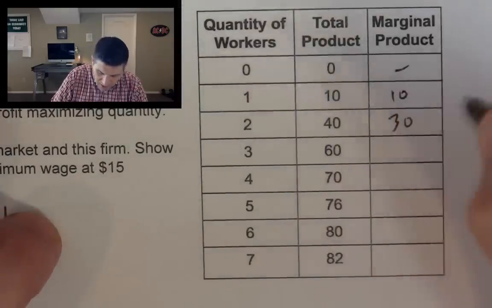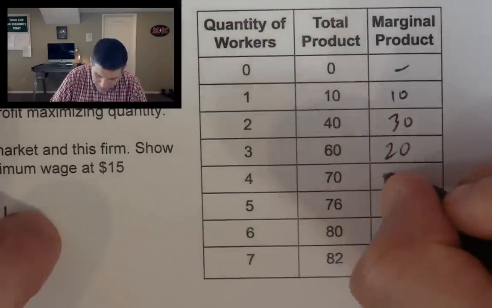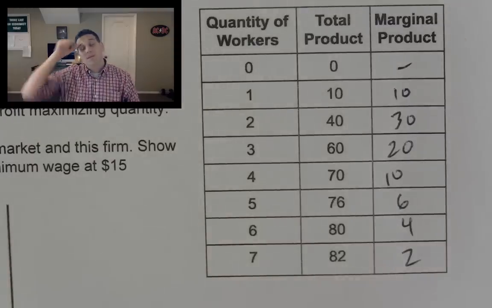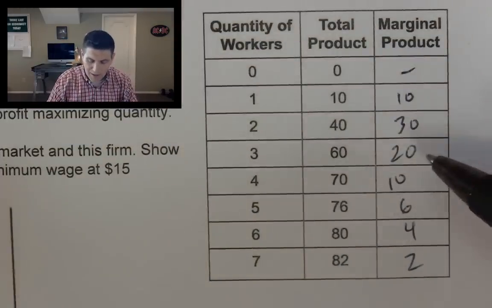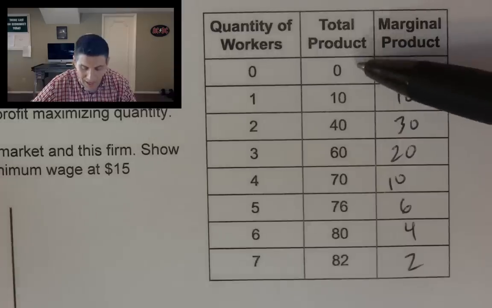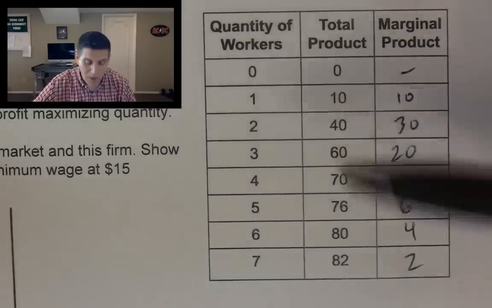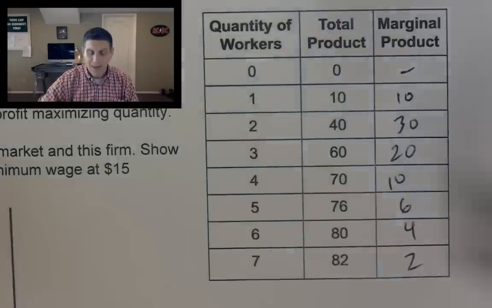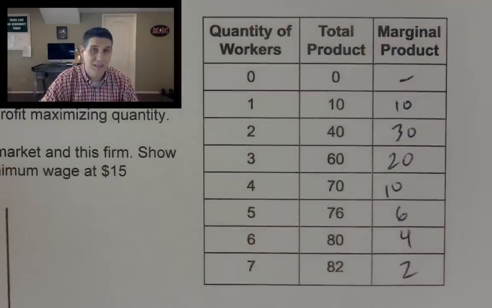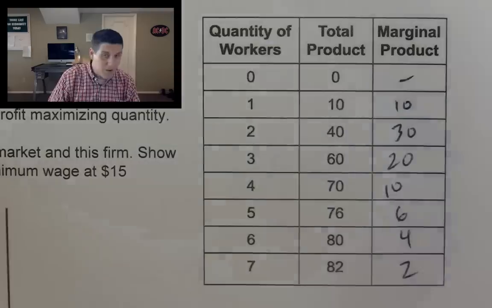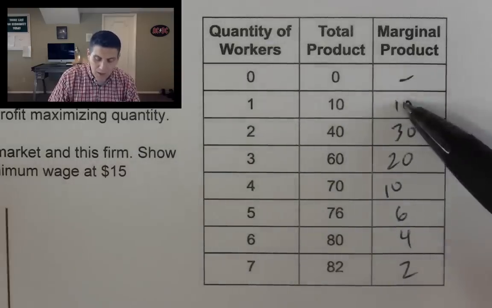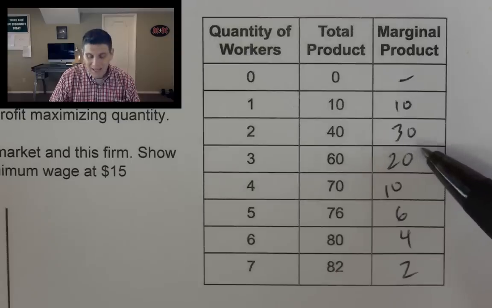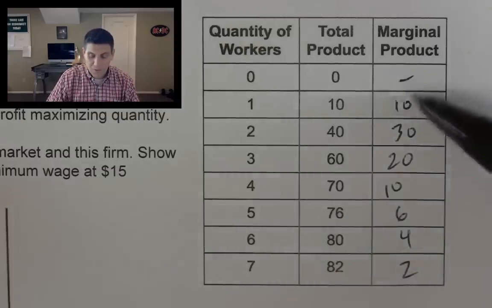Next one is going to be 30, and then it's going to go up by 20, and then 10, and then 6, 4, and 2. Look at those numbers. Notice how total product is going up, but not at a constant rate. When you hire more inputs, you don't get the same amount of output over and over again. It's not 10 more output, 10 more output, because of the law of diminishing marginal returns and because of limited fixed resources. What happens is you hire more workers, you get more and more output. You get this idea of specialization, but eventually each worker produces less and less additional output, which is what we're seeing in the actual numbers.